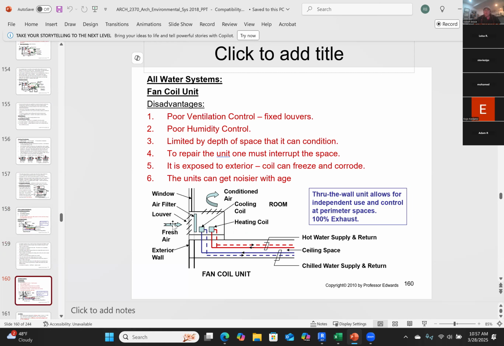And this is where we have the outside air. And again, we're going to have the louver and the filter. And then we'll bring that outside air in and condition it and then circulate it through the room and then exhaust that conditioned air someplace else and bring in more air from outside into the system.